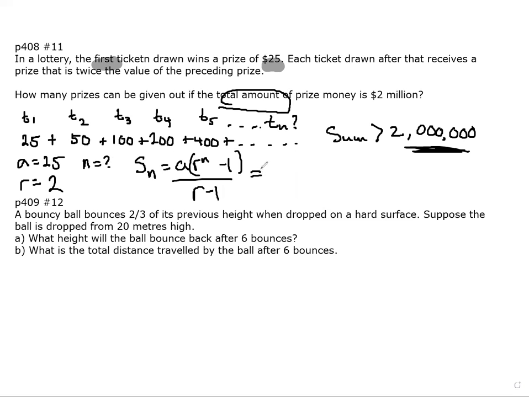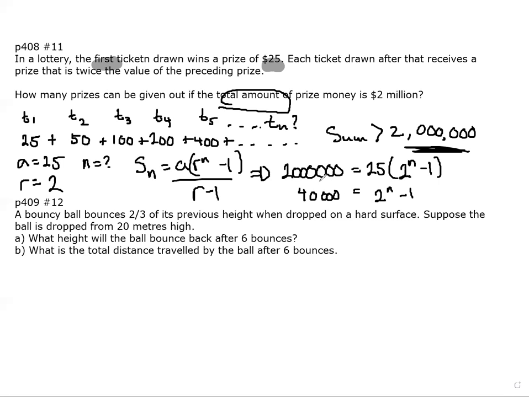Let's plug in what we do know. That is 2 million, approximately, is going to be the starting value of 25 multiplied by 2 to the power of n minus 1, over 2 minus 1, which is just 1. I'm not going to write that because that's a waste of our time. And that's the formula, and it might look very familiar. I'm going to divide both sides by 25.